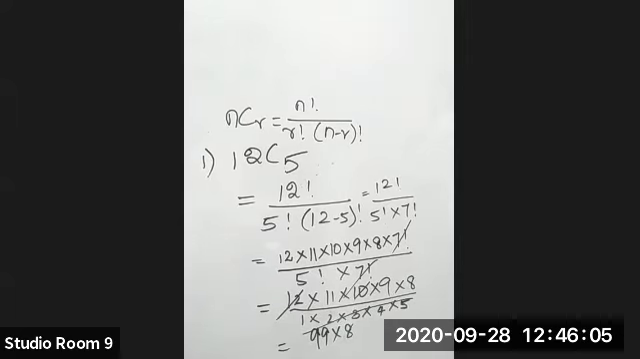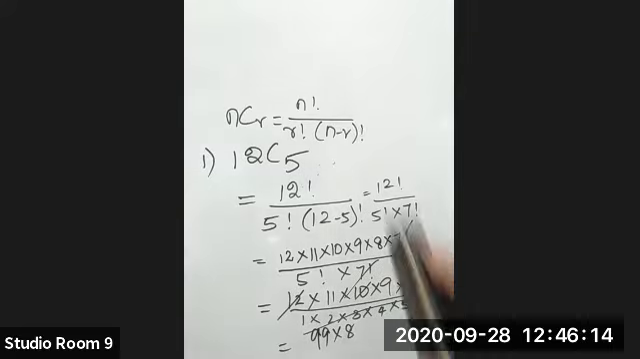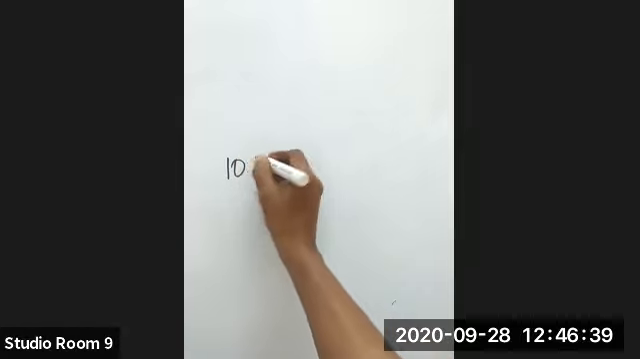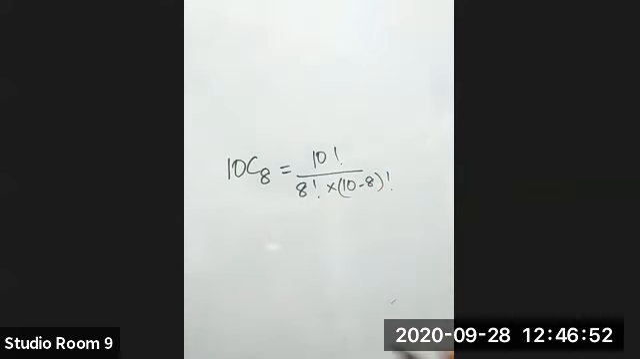Evaluate 10C8. What is 10C8? Yes, Emmanuel. 10 factorial by 8 factorial into 10 minus 8 factorial. Is it okay?